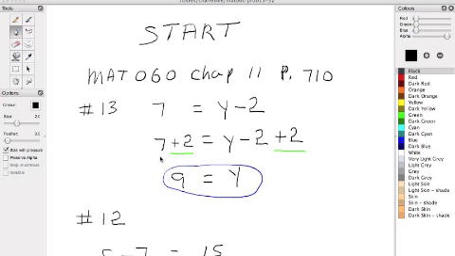Now, when we resolve those two things, the 7 and the 2 become a 9, and on this side, the minus 2 and the plus 2 wash each other out, so you're left with a y. So you now have the y, or the variable, on one side, isolated by itself. We know what the value is. Here's the answer in blue. y is equal to 9.